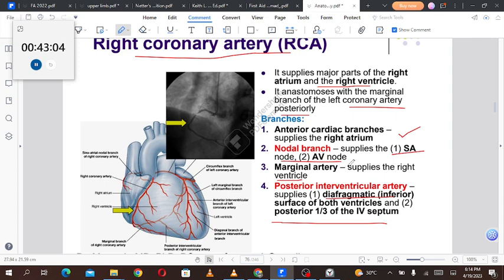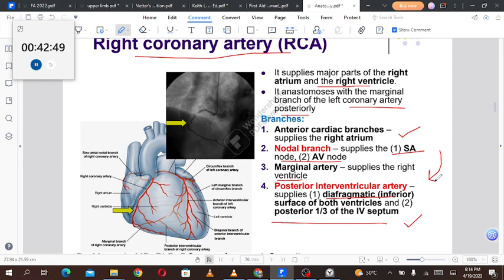The nodal branch will give branches to the SA node and AV node. The marginal artery supplies the right ventricle, and the posterior interventricular artery supplies the diaphragmatic, inferior surface of both the ventricles, right and left, and posterior 1/3 of the interventricular septum. And this is the branch which determines the dominance of circulation.